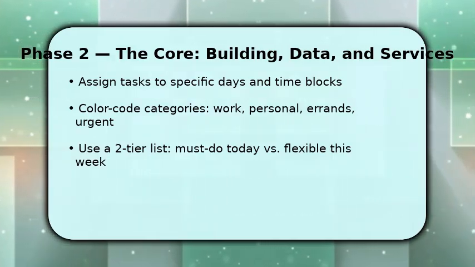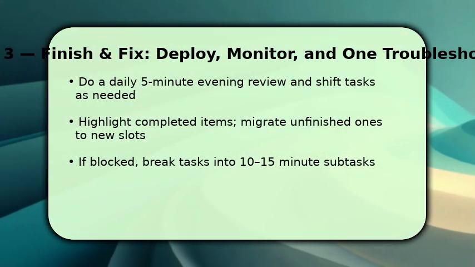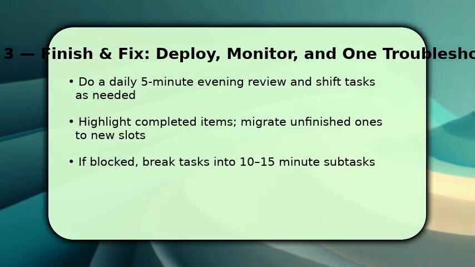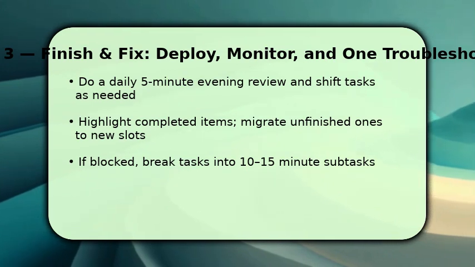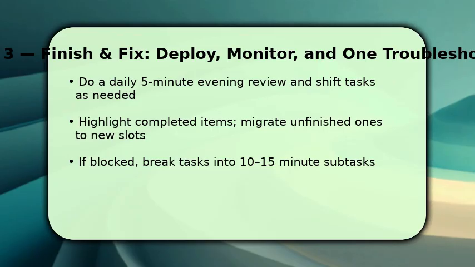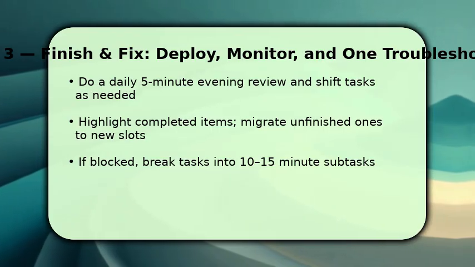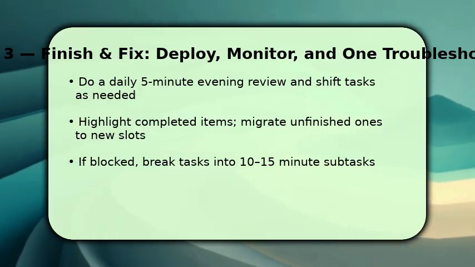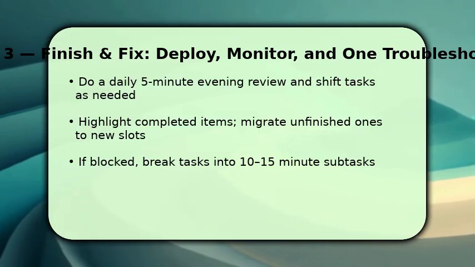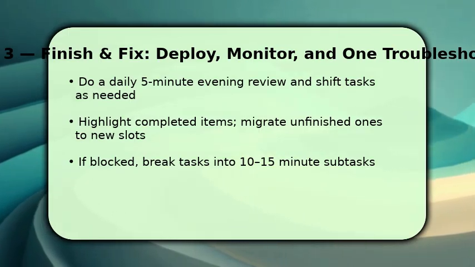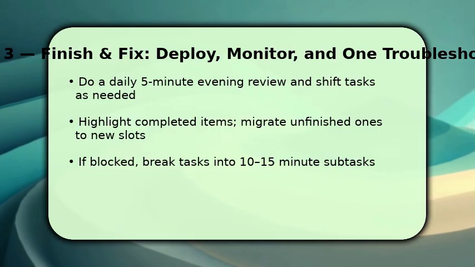In the final phase, you review and adjust. Each evening, spend 5 minutes reviewing finished tasks and migrating unfinished ones to new slots. This keeps the planner current and honest. Once done, highlight completions to reinforce progress and move any oversized task into 10-15-minute subtasks so you avoid procrastination.